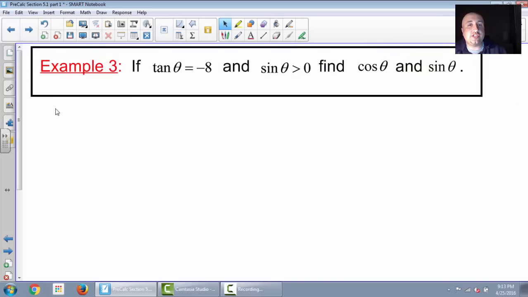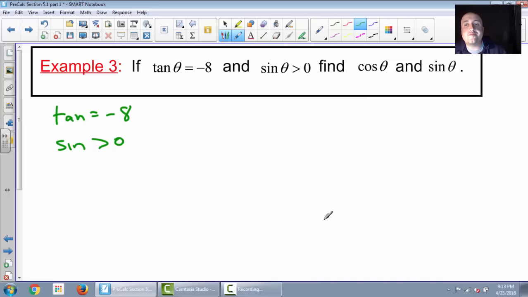So let's see what we have here. It says tangent is equal to -8. It's telling us that sine is greater than 0. And it wants us to find sine and cosine. So sine equals question mark, cosine equals question mark. What are we going to do to come up with something else? All we basically know is that tangent is equal to -8.